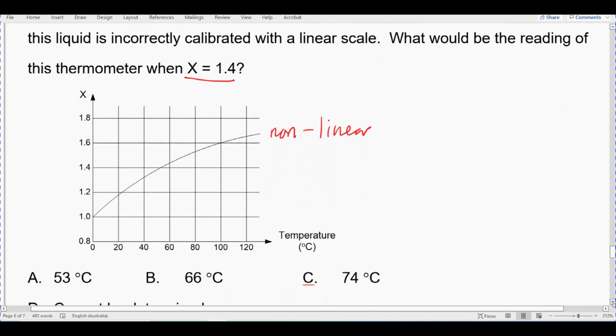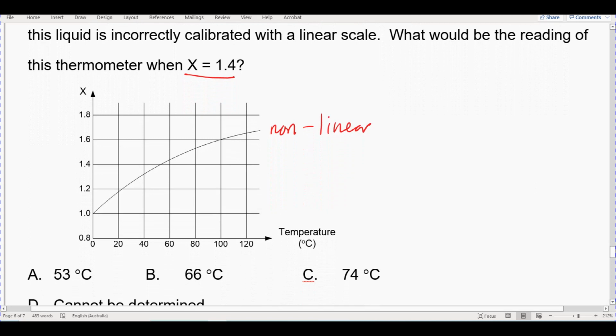First of all, let's see if this is a thermometric property. Yes, because when temperature increases, X always increases. So that's why it's non-linear, but it's a thermometric material. Okay, so we need to find out what the temperature would be at 1.4.